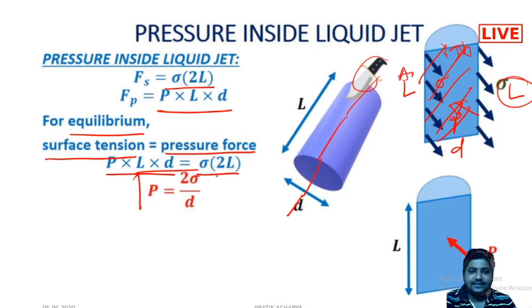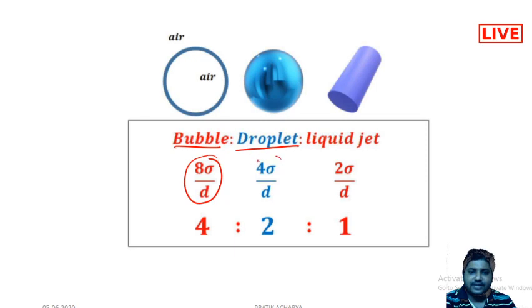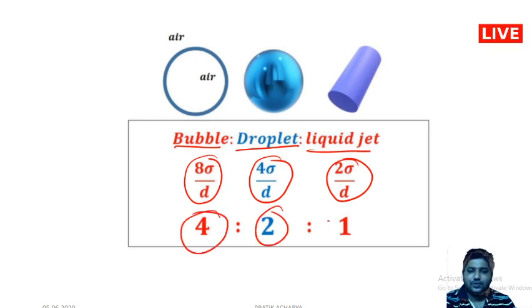So the excess pressure in case of a liquid jet comes out to be 2 sigma by D. In case of a bubble, the excess pressure is 8 sigma by D. In case of a droplet, the excess pressure is 4 sigma by D. In case of a liquid jet, the excess pressure is 2 sigma by D. What is the ratio? This is 4:2:1.